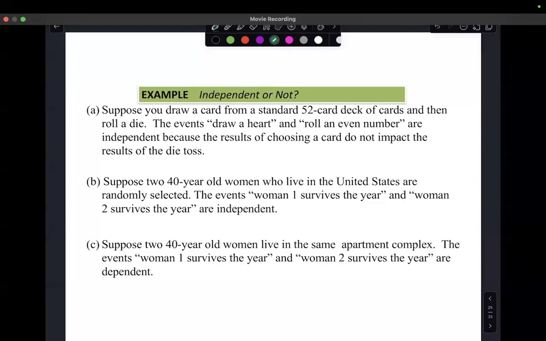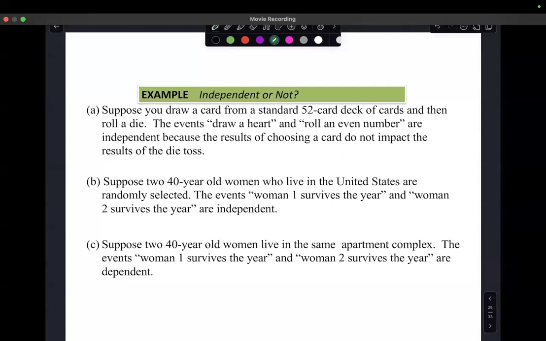Now, this one right here makes sense. Two 40-year-old women in the United States are randomly selected. The events woman one survives the year and woman two survives the year are independent. These are independent because there are a lot of 40-year-old women in the US. I don't know how many, but it is a huge number. I'm not likely to randomly select two of them that are in each other's lives. They randomly selected two of them in the whole United States. It's not likely that they are in each other's lives. So those would be independent.